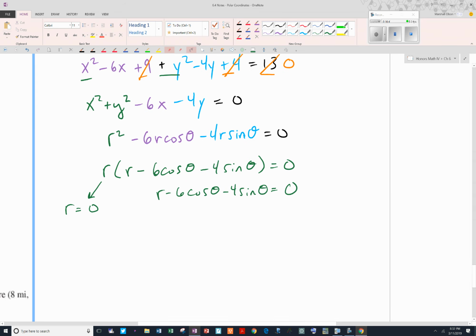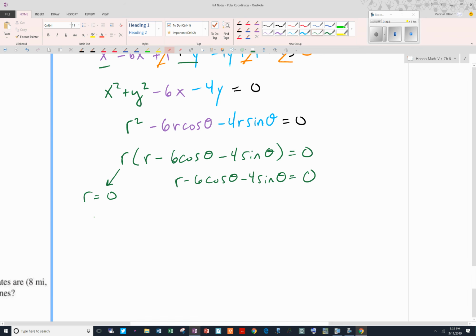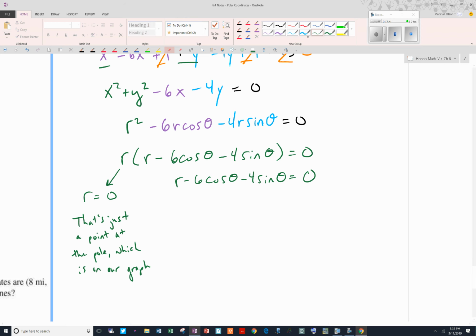But what happens here is that r equals 0, when we pull that out and we're coming up with the equation of this curve in polar form, is just the pole. Okay, and I'm going to actually write that here. That's just a point at the pole, which is on our graph. I don't want to say that you can just ignore that, but for all intents and purposes, for what we're doing here, you don't really need to do anything with that. We're going to focus on this one right here.